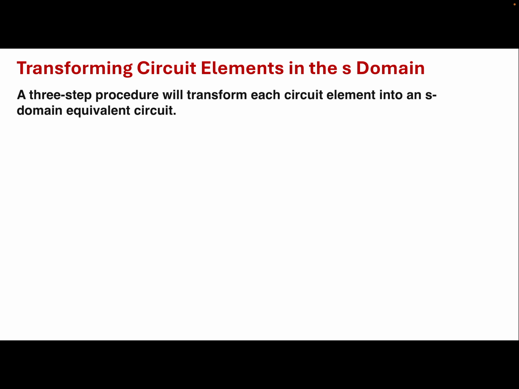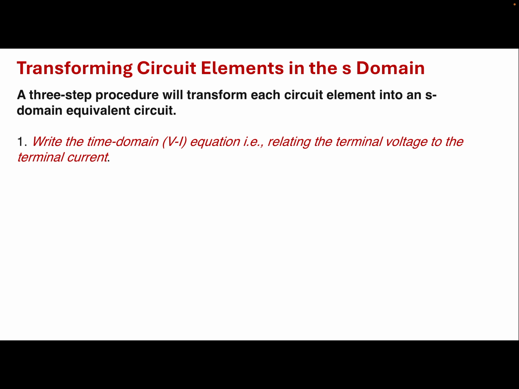Whenever we have to model an inductor, a resistor, or a capacitor in the S domain, we follow essentially three steps. The very first step is that we start with writing the VI equation for that component. For a resistor, we know the VI equation is Ohm's law, which is V equals IR. What is the VI relation for the inductor? The voltage across the inductor, VL, equals L di by dt. And similarly, what's the VI relation for the capacitor? We know that the capacitor current equals C dV by dt.